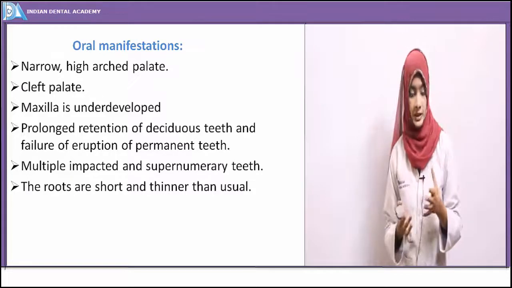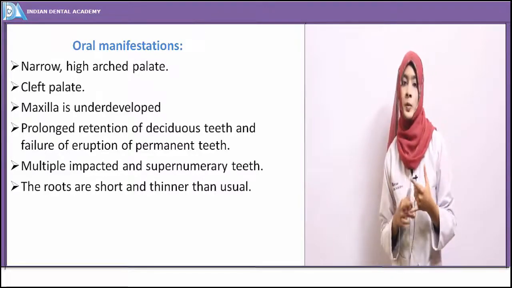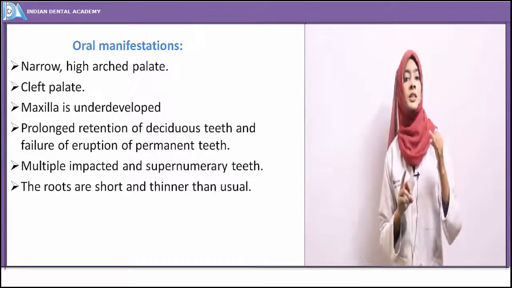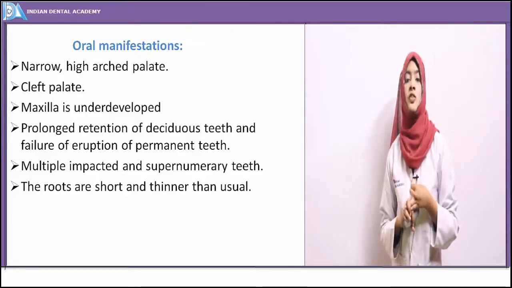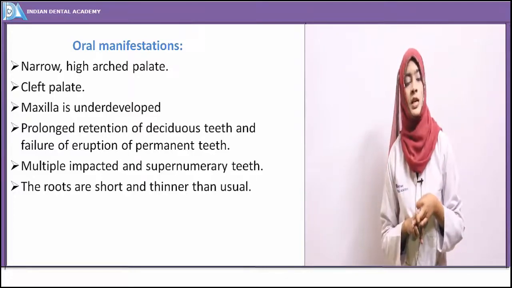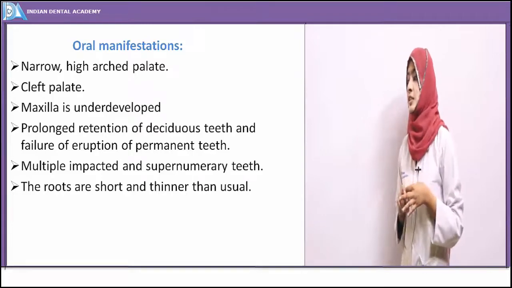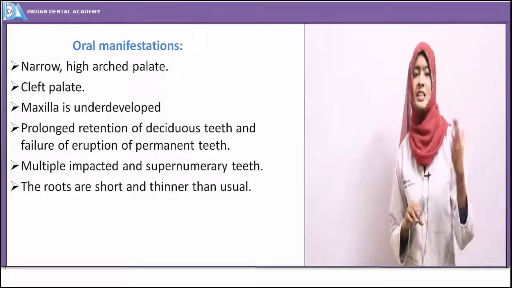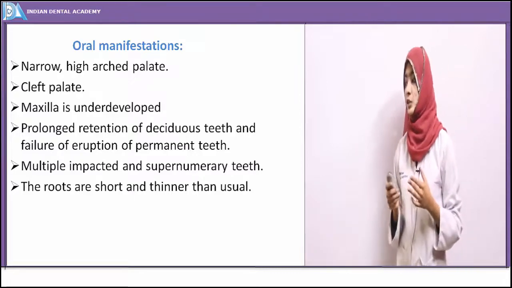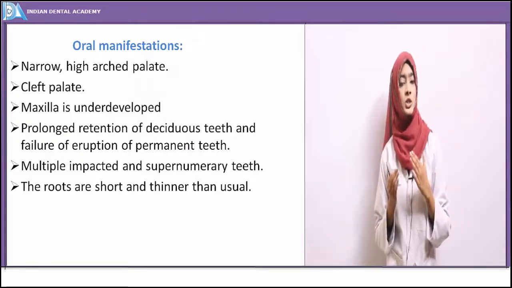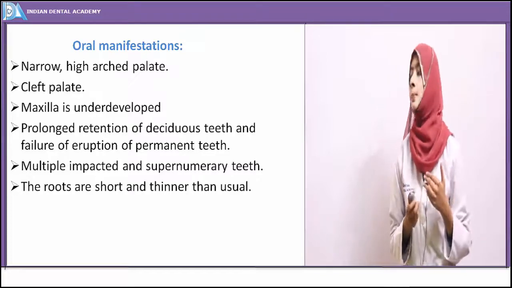And when you see the teeth, multiple impacted supernumerary teeth may be seen, and the deciduous teeth show relative failure to shed off. So permanent teeth may be unerupted. There is prolonged retention of deciduous teeth, and there is failure of eruption of permanent teeth also. And the roots of the teeth are usually very short and thinner than usual.